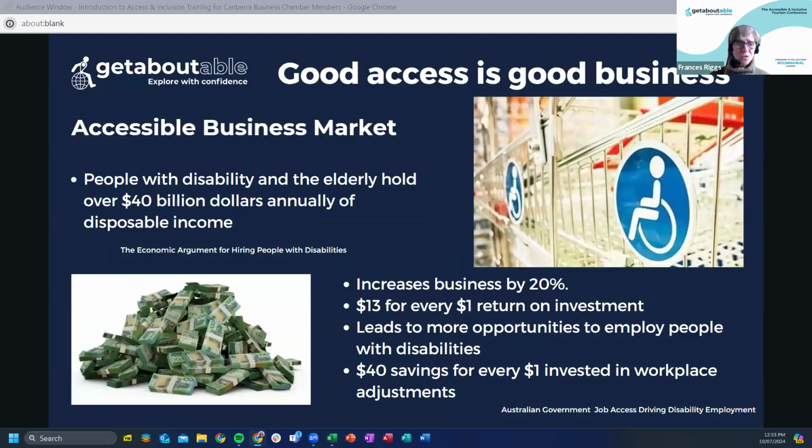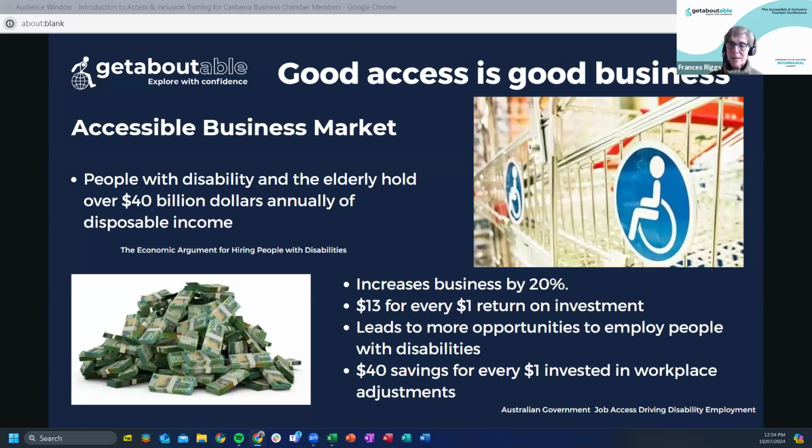So good access is also good for business. We've learnt in the previous slides about the projected growth in the ageing population and the proportion of Australians that have a disability. Both are opportunities for businesses to grow their customer base and employees through the accessible business market. In Australia, research shows that in 2021, people with disability and the elderly hold over $40 billion annually of disposable income.